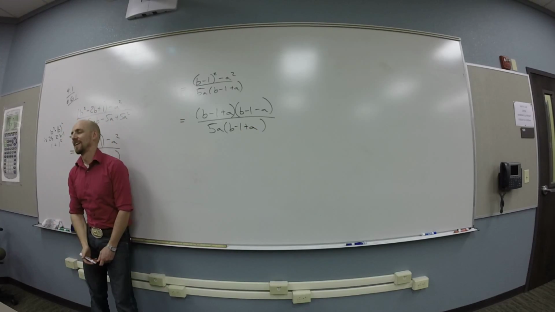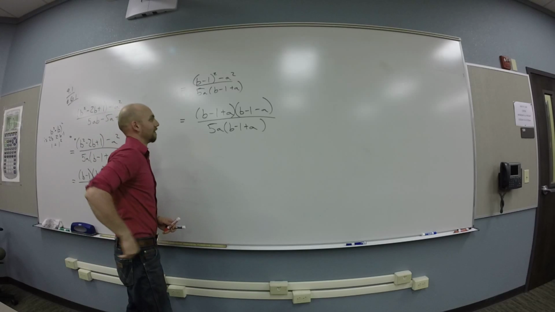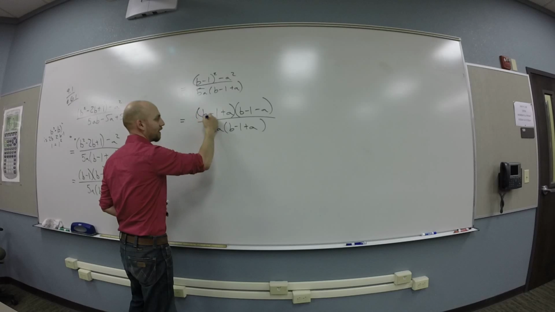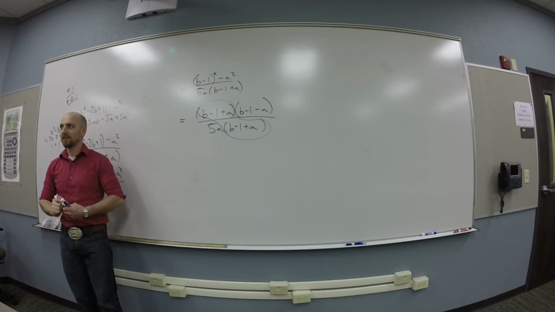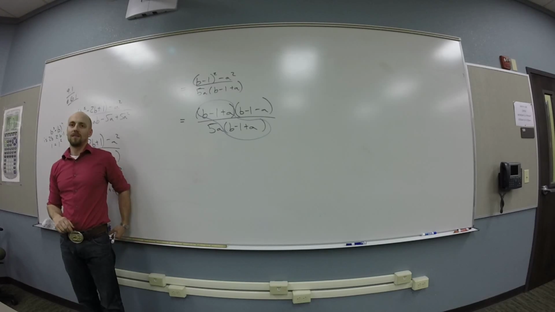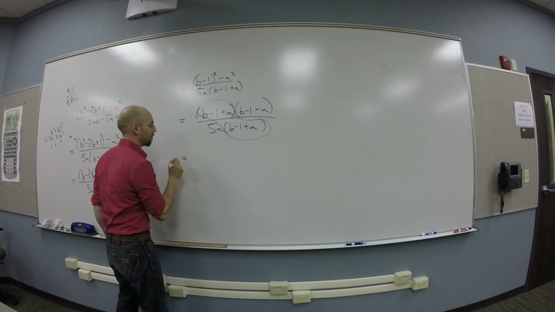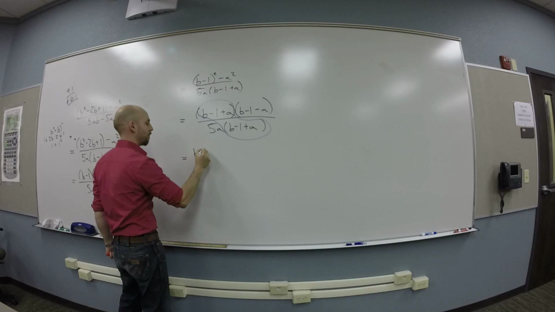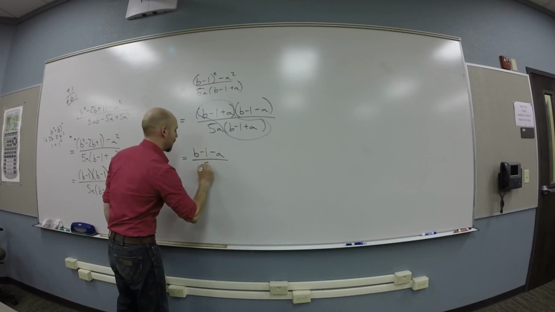Now what do you see here? Now you can cross out b minus 1 plus a on the top. Yeah, there's a b minus 1 plus a on the bottom, right? This stuff is a onesie. So we can drop it. So in the end, we're going to be left with b minus 1 minus a over 5a.